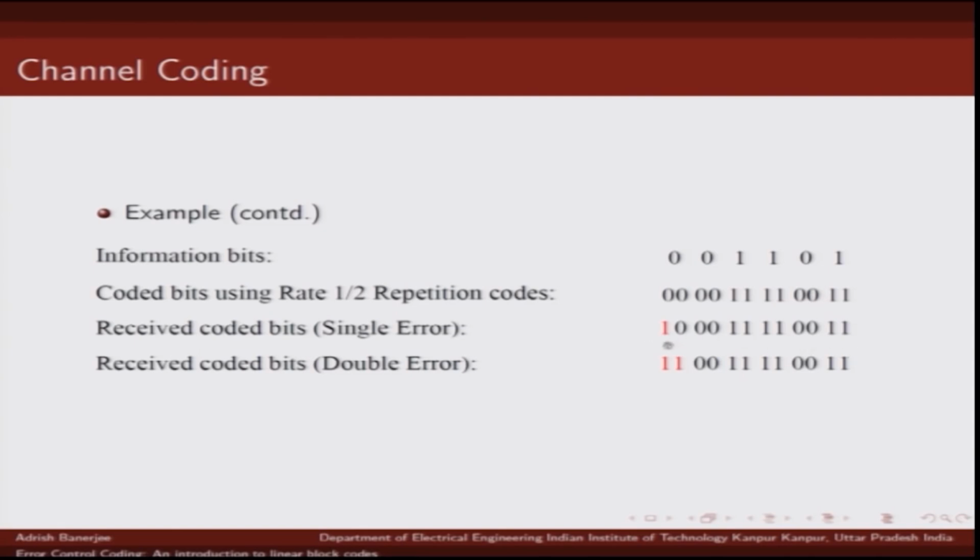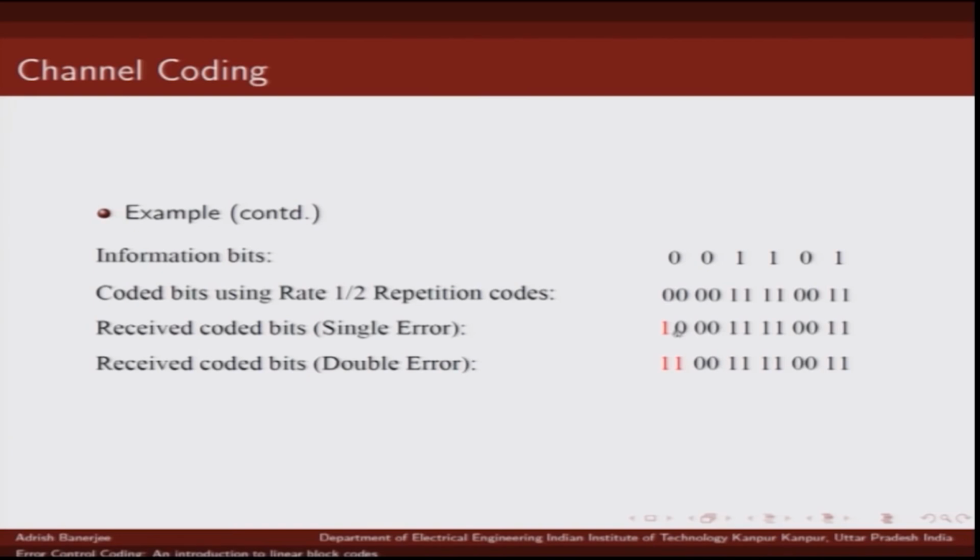So, you can see here this is a case of a single error. The first bit which was transmitted at 0 was received as 1. Now, how can I use error correcting codes to detect error? Since it is a rate 1/2 code, for each information bit I am sending 2 coded bits. So, at the receiver I will look at 2 bits at a time. First, I will look at this 1 0.